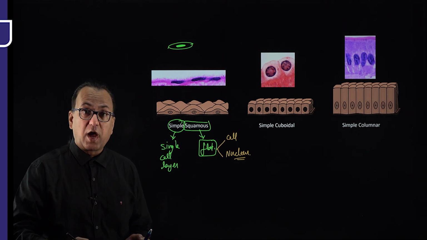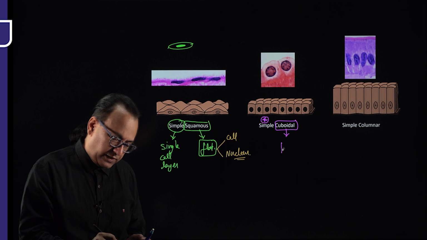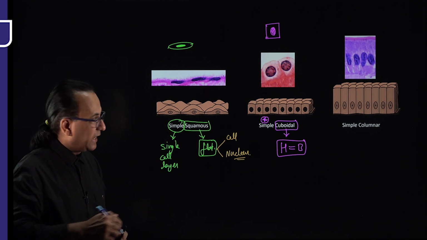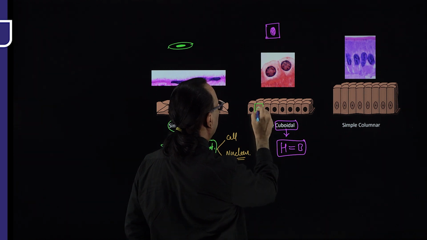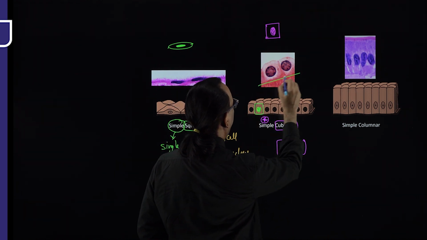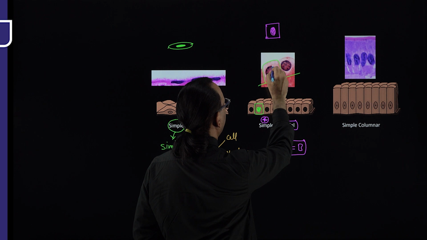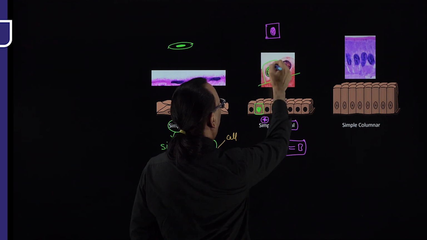On the other hand, when we are talking about simple cuboidal epithelium, simple means it is single cell layer. In cuboidal epithelium, you will see the height of the cell is equal to the breadth of the cell, and there will be a central spherical nucleus, which can be seen in the diagram as well. This is the basement membrane on which we have a cuboidal cell. Central means the distance from the basement membrane and from the apical surface is almost equal. So that is the simple cuboidal epithelium.